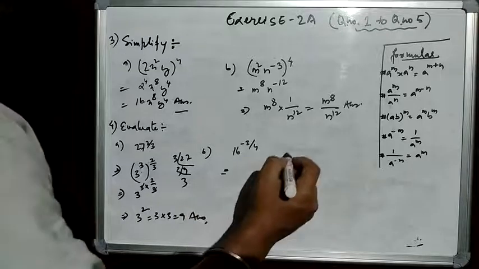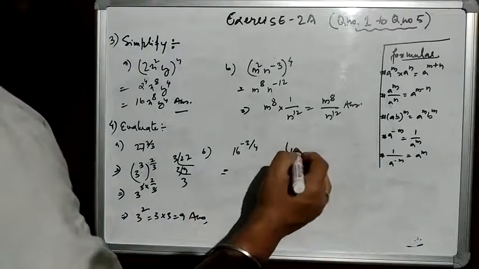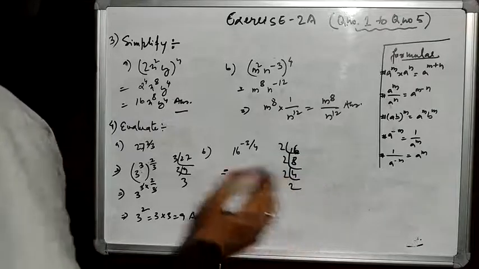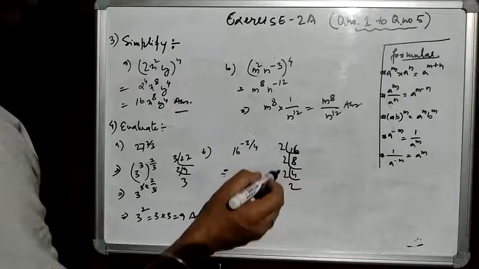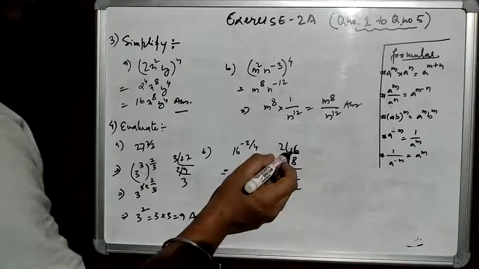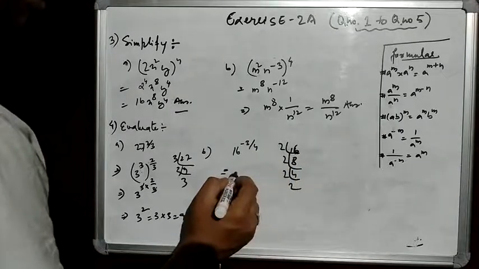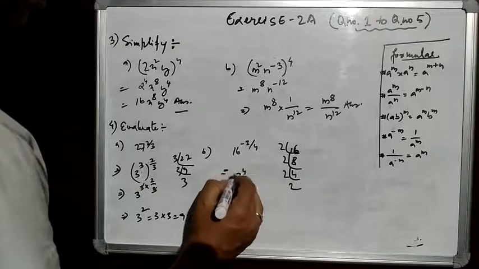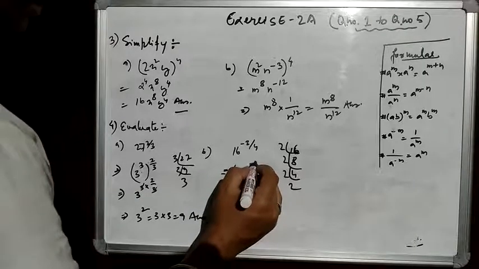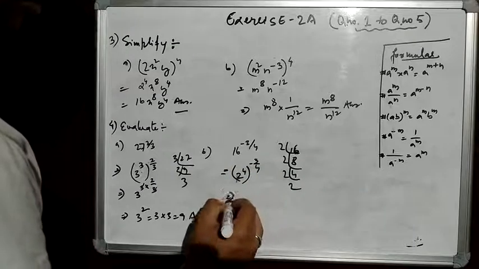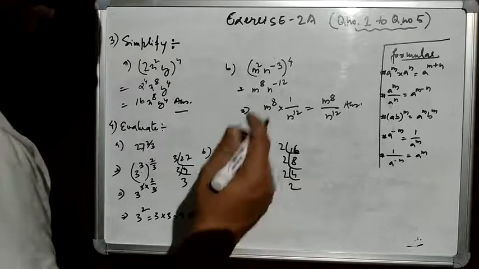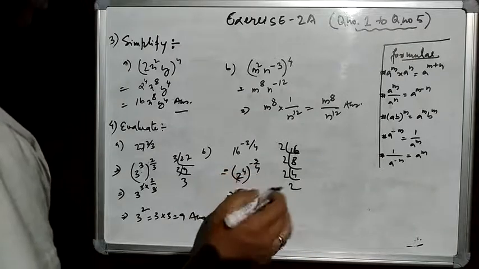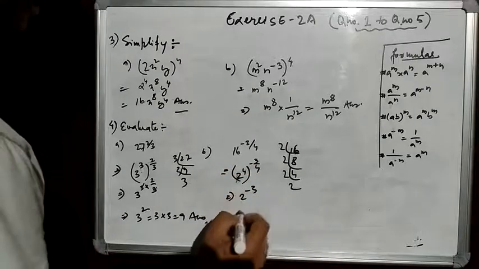16 is there. If you take out the LCM of 16: 2 8s are 16, 2 4s are 8, 2 2s are 4. So how many 2's are coming by taking out the LCM of 16? 4. So just take it as 2 to the power 4 minus 3 by 4. After removing the bracket, since it is a multiplication form, we can directly cut it. So 4 and 4 will cut, then remaining is 2 to the power minus 3.